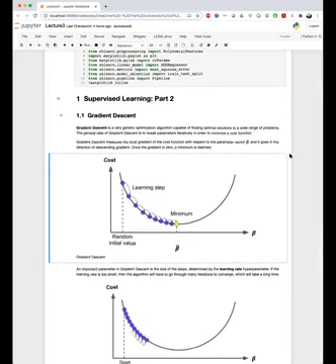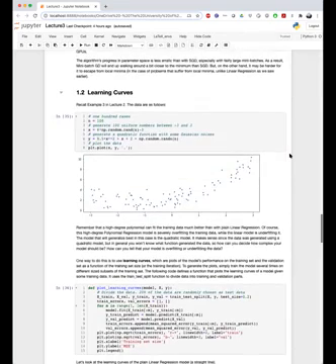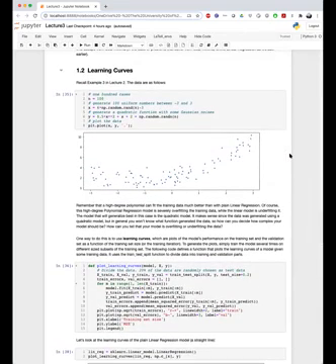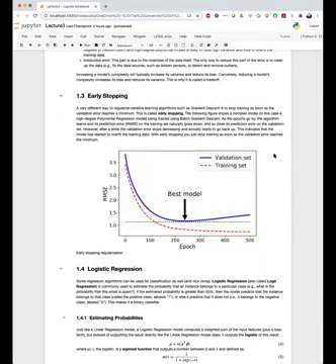Then we're going to talk about a very important method to detect underfitting and overfitting. The method is called learning curves. There are a few different applications of learning curves, and here our application is to detect overfitting and underfitting. Then we have a small topic about early stopping. This is about iterative methods, where you can find a certain point at which you should stop training your model anymore. Otherwise, you will overtrain your model, which leads to an overfitting model.